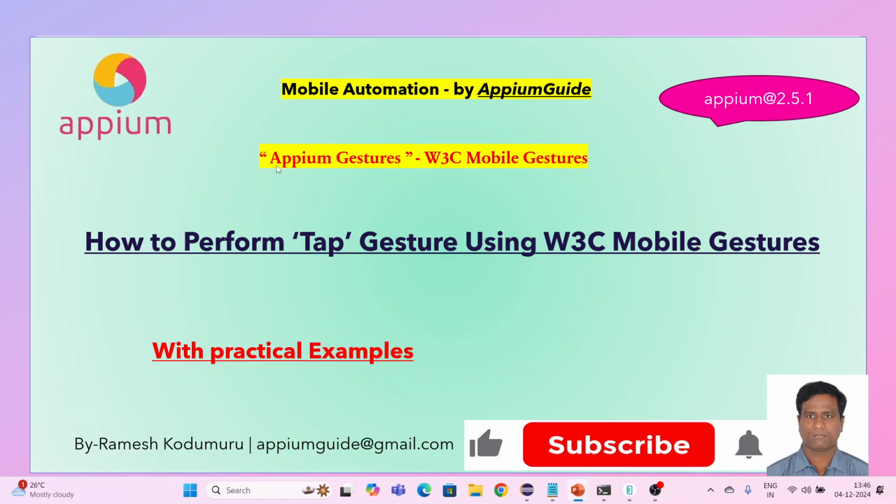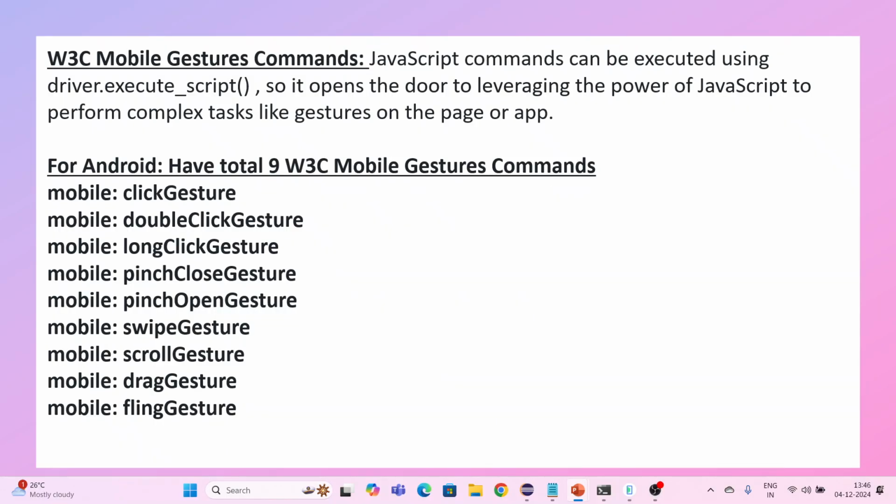Okay, as a part of our APM gestures using W3C mobile gesture series, in this video we'll see how to perform tap gestures using W3C mobile gestures. In Android we have 9 W3C mobile gesture commands. That is mobile colon click gesture, mobile colon double click gesture, mobile colon long click gesture. Like this we have pinch close, pinch open, swipe, scroll, drag, flick.